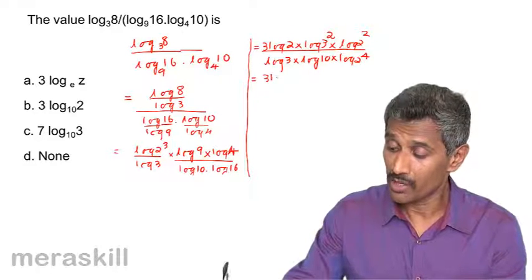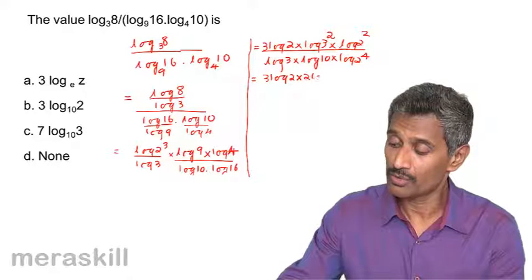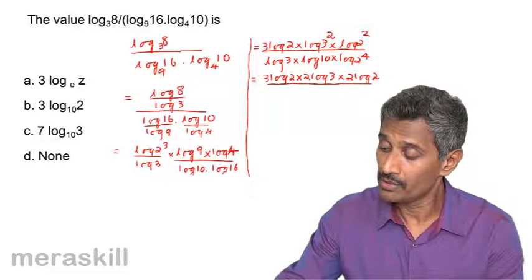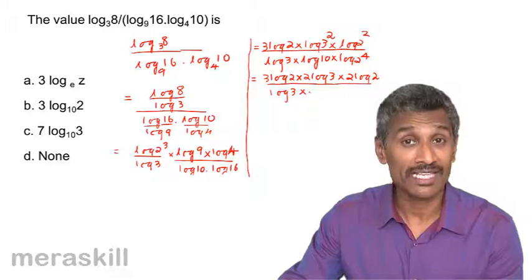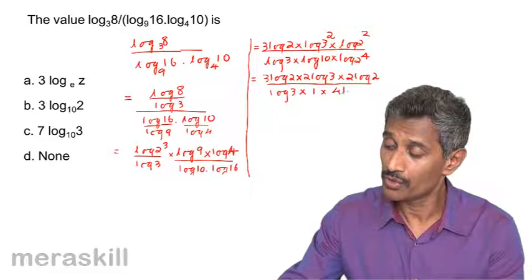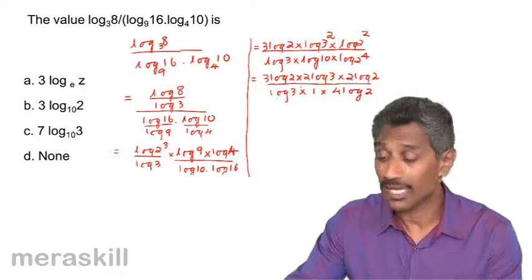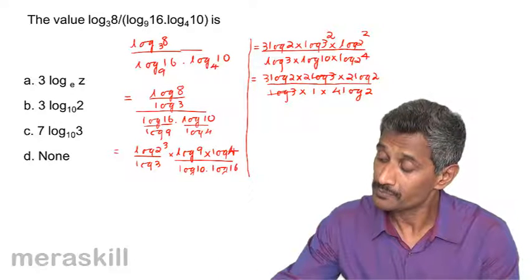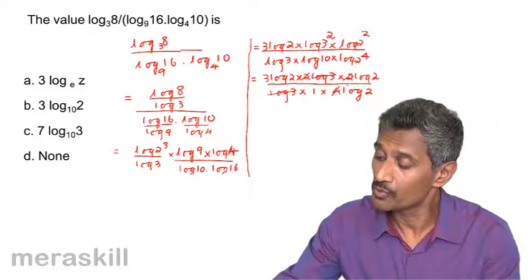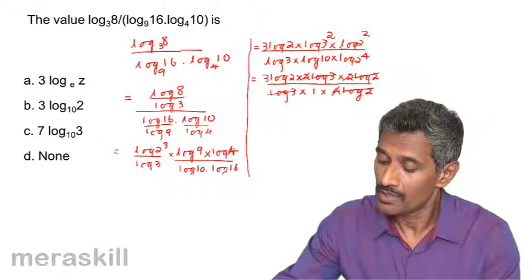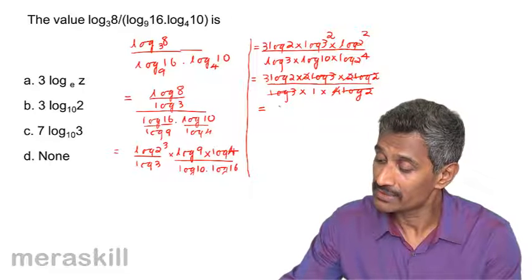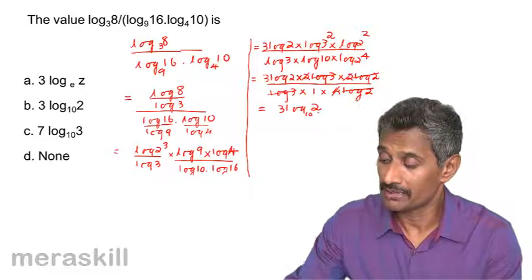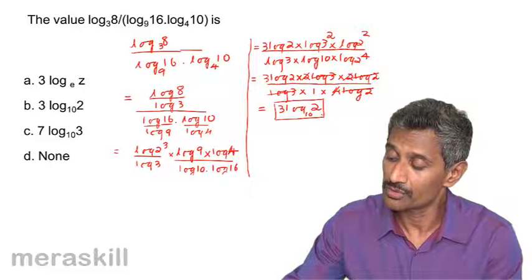This would now become 3 log 2 into 2 log 3 into 2 log 2 upon log 3, log 10 is nothing but 1, into 4 log 2. Rest is all cancelling away terms. Log 3 and log 3 get cancelled, and you have 2, 2 and this 4, and log 2, and ultimately every term gets cancelled, and what you're left with is nothing but 3 log 2, to the base 10. So our answer is 3 log 2 to the base 10.